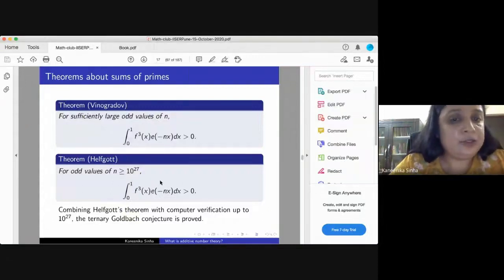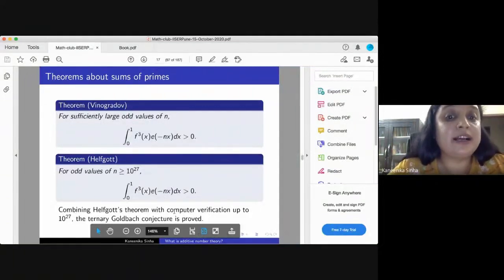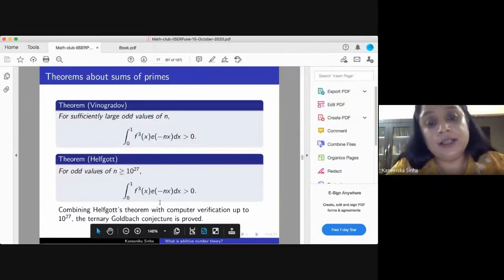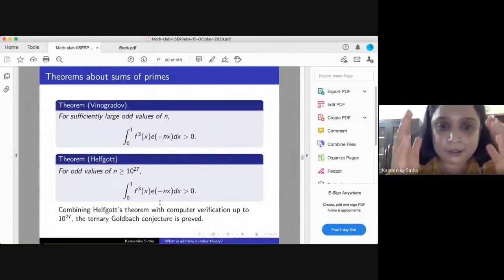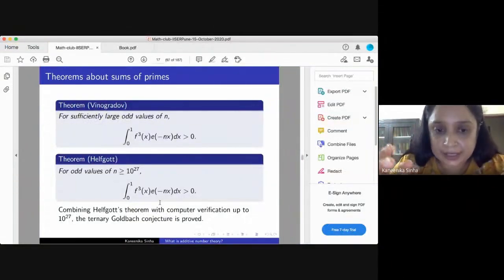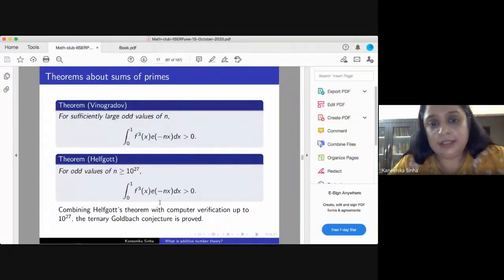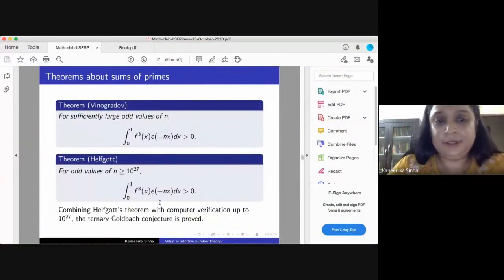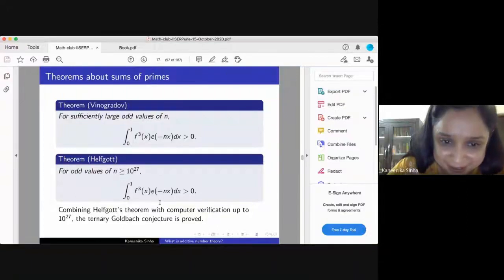And for n less than 10 to the 27, you already have computer calculations, and therefore you end up proving the ternary Goldbach conjecture. So it is in this language that Harold Helfgott proves the ternary Goldbach conjecture. If you have stayed with me this far, and if you have even understood this calculus type language to restate your additive counting problem, that is a very good beginning. I'll be okay if you choose to now go to sleep for the rest of this lecture.